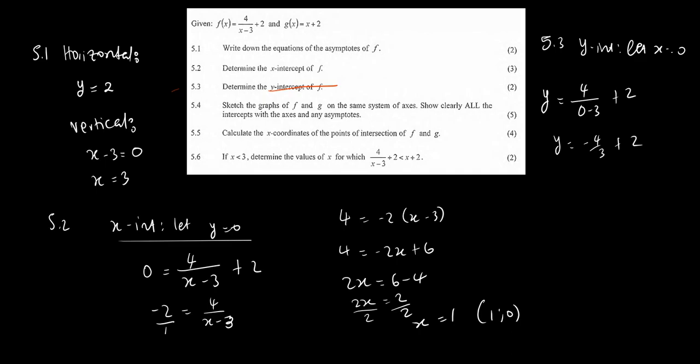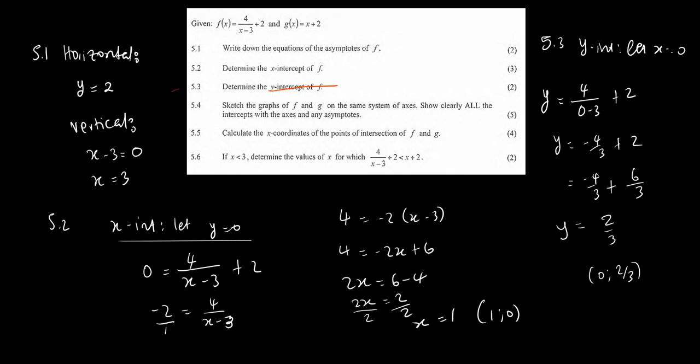What does that give you? What do you get? 6 minus 4 is 2. So you get 2 over 3. So that is going to be (0, 2/3).